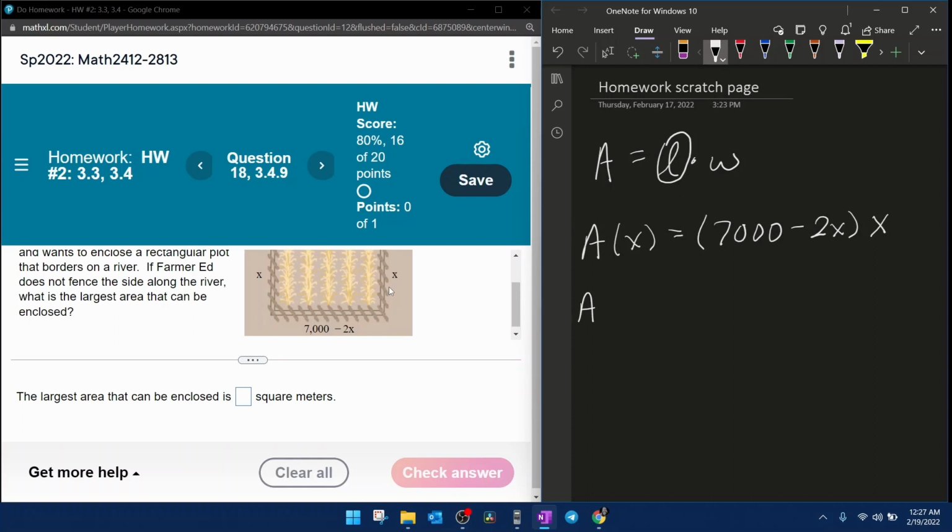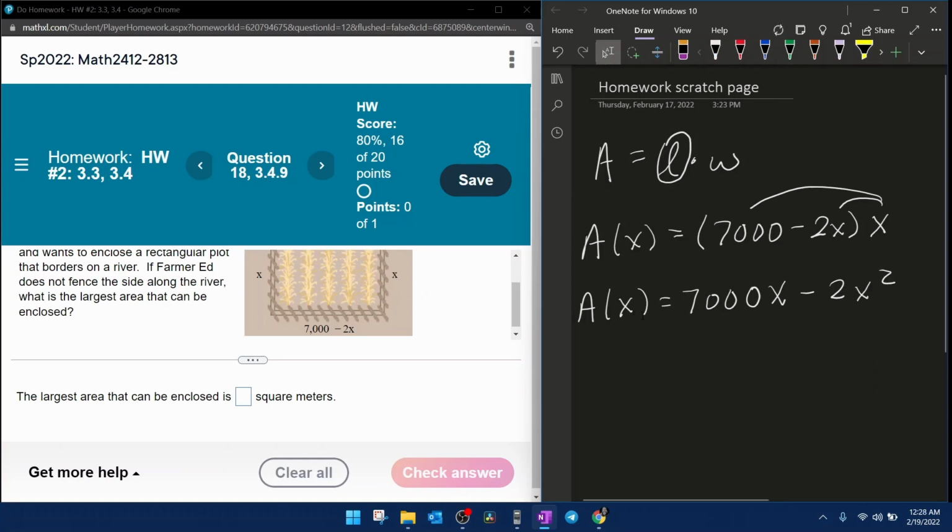And then I do want to take one step to simplify in order to get rid of the parentheses. That's going to give me 7,000x minus 2x squared. That is my area function.